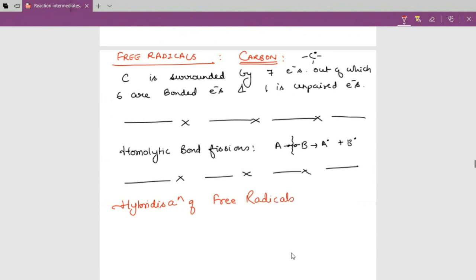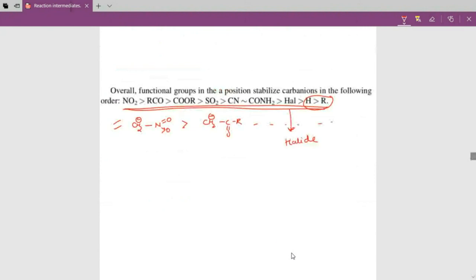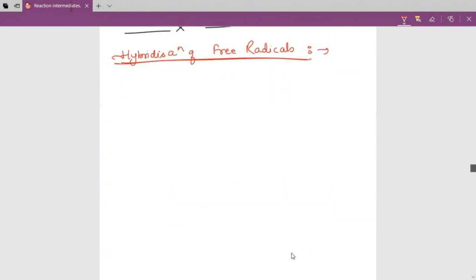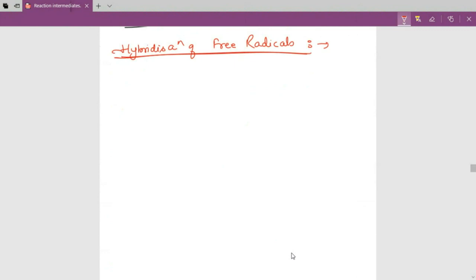You might expect that their hybridization should be sp2, but there is no such fixed behavior related to hybridization of free radicals. Hybridization of free radicals could be sp2, could be sp3. Sp is rare, I would put this as rare, but this is very common. It could be sp2, it could be sp3.